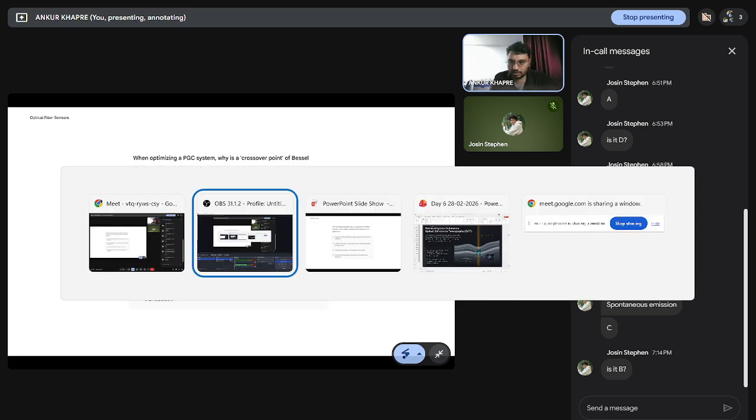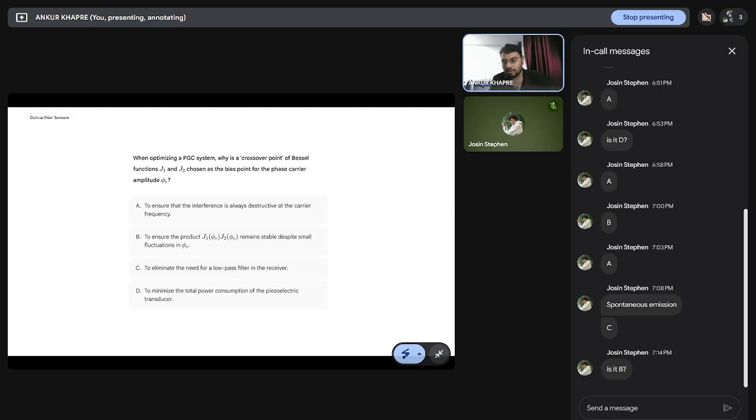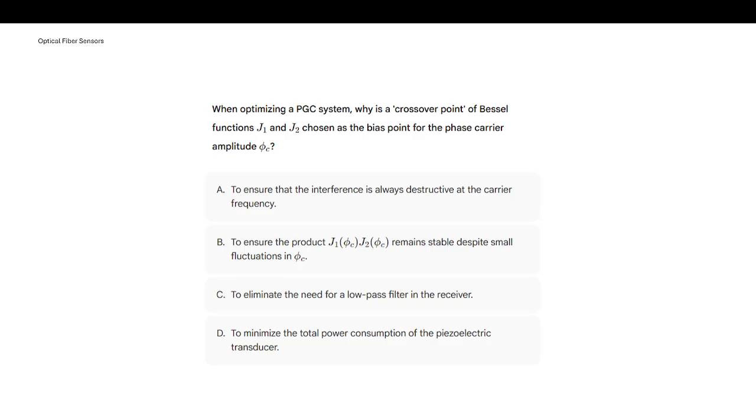Is it B? D? Remains stable despite small fluctuation. Yeah, it's correct.